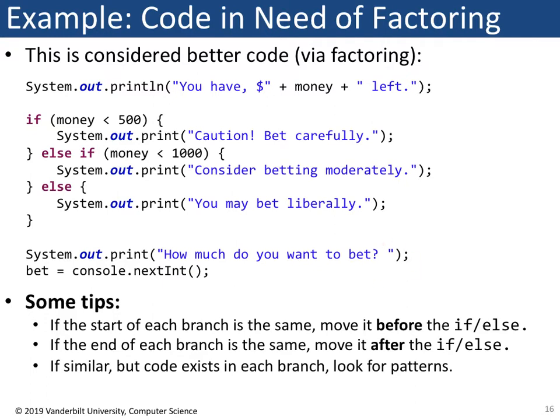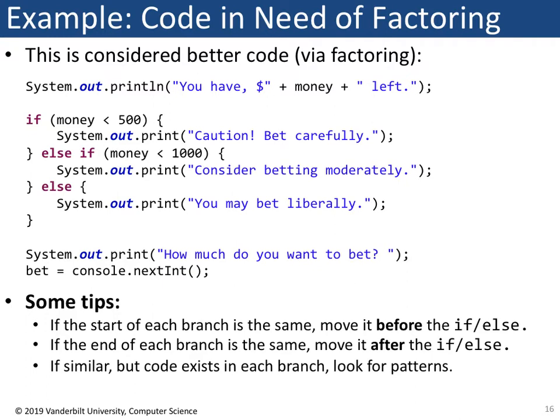So some simple tips on recognizing when to factor code. Number one, if each branch starts the same, then move the start of the branch to before the if else. If each branch ends the same, then move it after the if else. That's exactly what we had to do in this example, right? We have moved this out of each branch to before the if statements, and we moved these statements below the conditional statements.